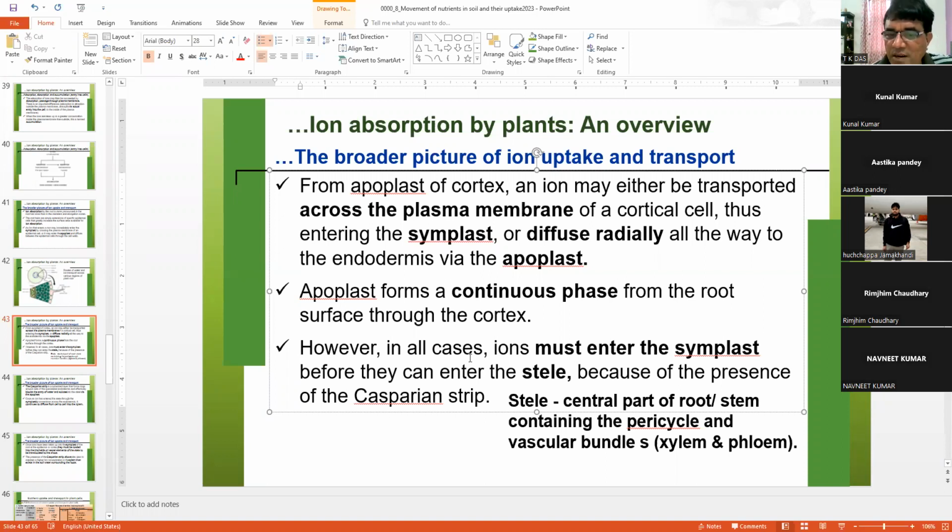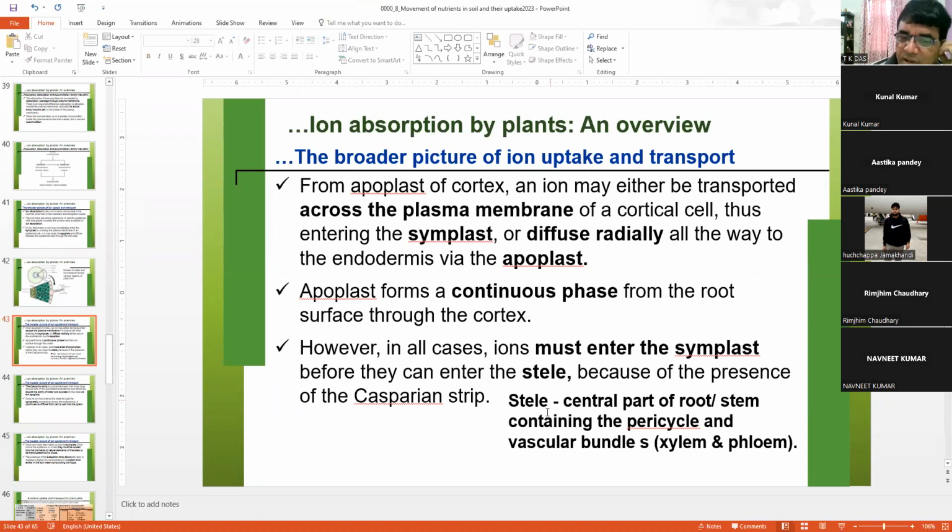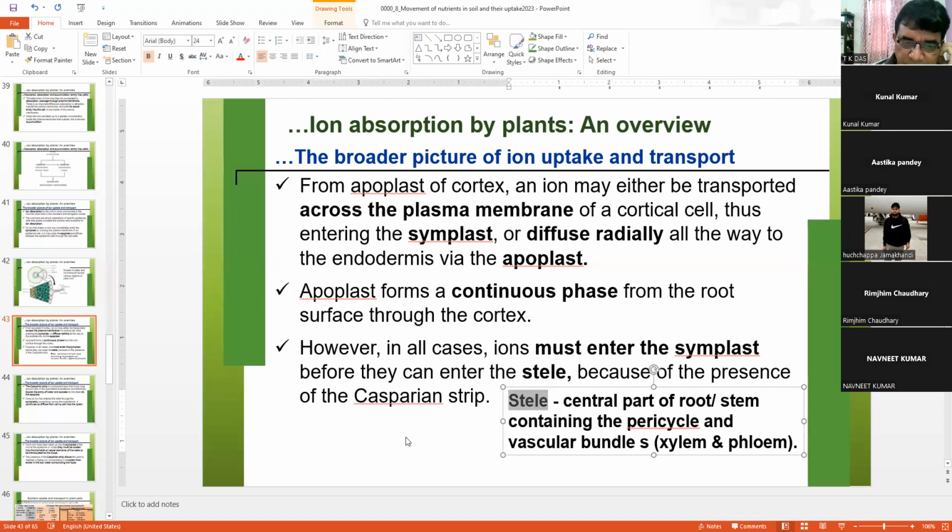Stele is the central part where you find xylem because of the presence of Casparian strip. So what is stele? Stele is the central part of root or stem containing the pericycle and vascular bundle. That is also called as stele.